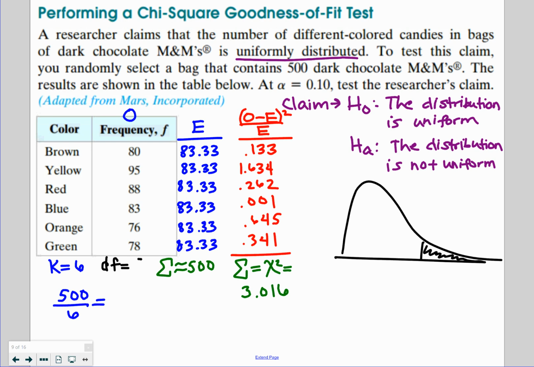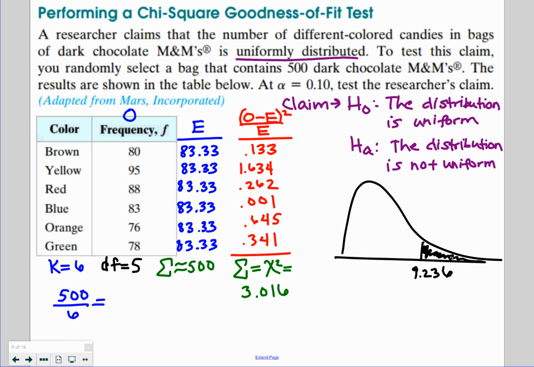It's just 5. It's one less than your categories. All right, so find degrees of freedom 5 on the left. Go over to level of significance of 0.1, and you guys should see 9.236. And it's always a right tail test. Don't have to worry about pluses or minuses on these.